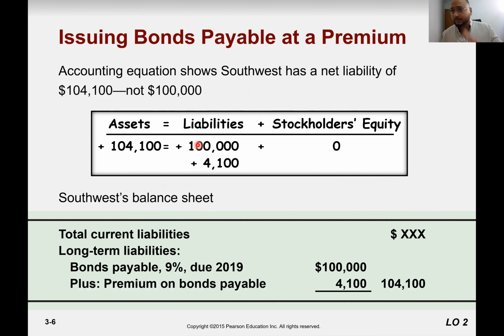So how does this work? Remember our accounting equation. This is just for your knowledge, not a requirement. Remember, our entry is balanced. Why? Because asset increase, debit 104,100, and liability increase, credit, and premium increase also credit. So our accounting equation is balanced. Our entry is balanced. So how are we going to show this on the balance sheet?